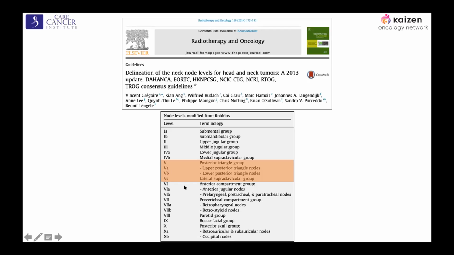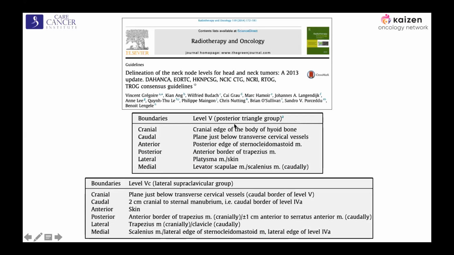Your surgeons, when they usually operate on 5B, especially if they are doing it electively, they usually just cover the transverse cervical vessels and don't go below it. So the lateral supraclavicular group is not routinely dissected. So level 5 means 5A and 5B.